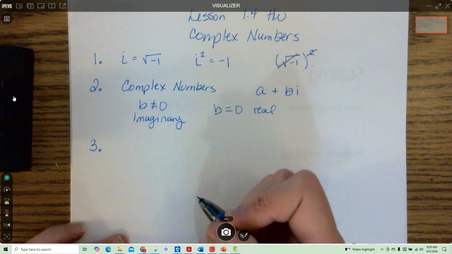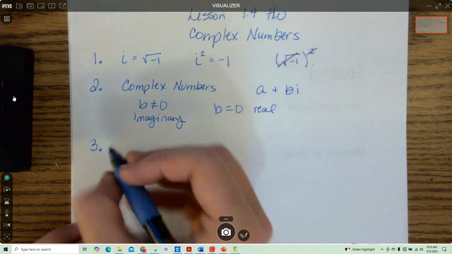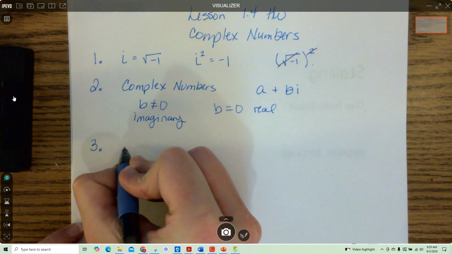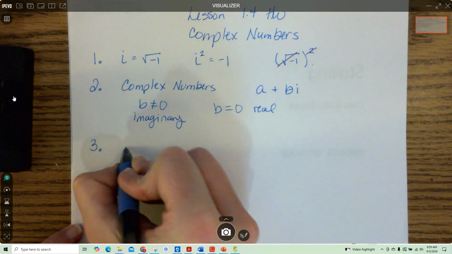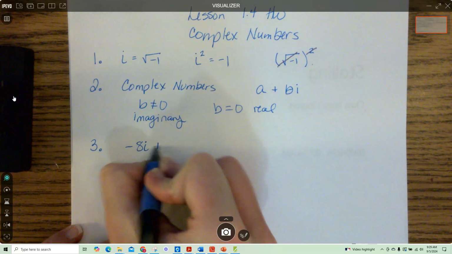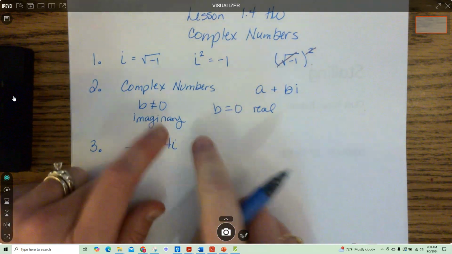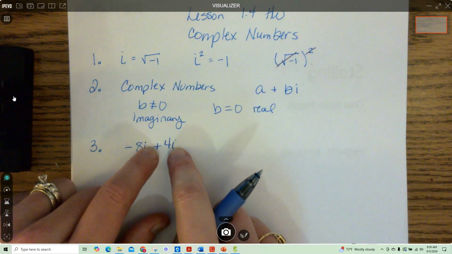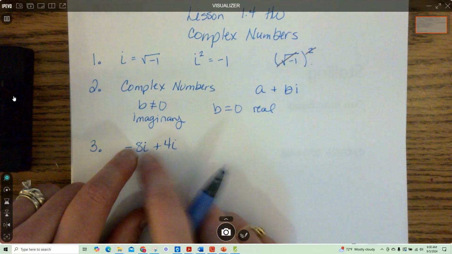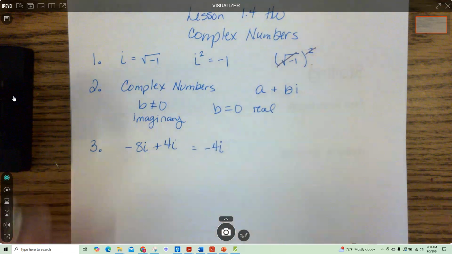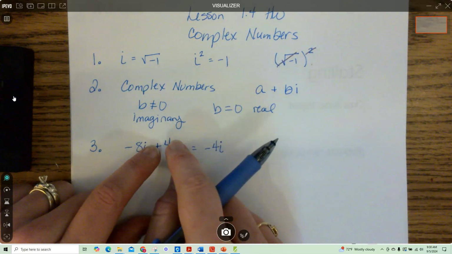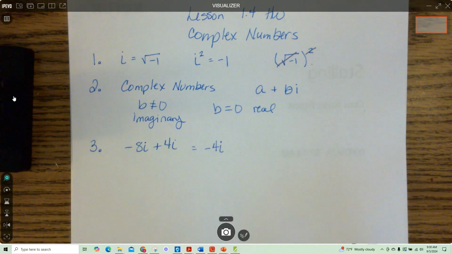All right, number 3. Adding complex numbers. What are your numbers? -8i plus 4i. Treat these like a variable. So -8 plus 4 is -4, and attach the i. So you treat the i like a variable when you're adding them.